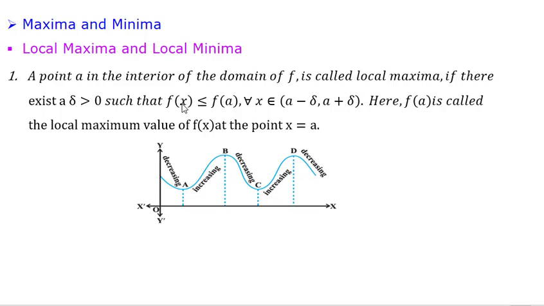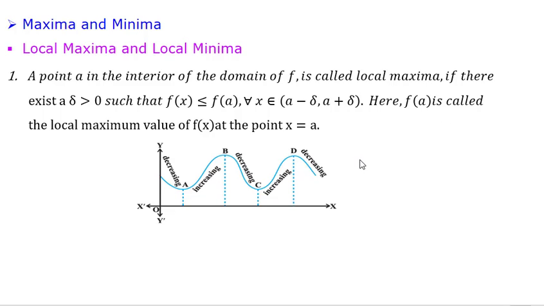So here, if f of x is less than f of a, for values of x belonging to a minus delta and a plus delta, that is left value and right value, then this f of a is a local maximum, and I will say that there is a local maximum at point x equals a. I hope you got the idea of what a local maximum is.